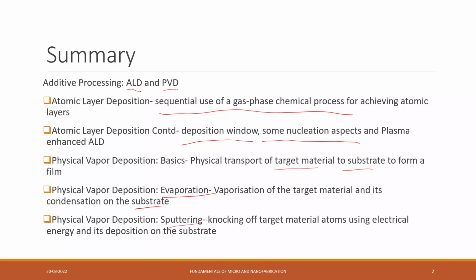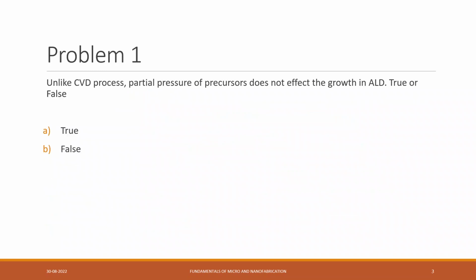So that's what we got in this week 5. We'll directly go to the questions then. This is the first question: unlike the CVD process, chemical vapor deposition, the partial pressure of precursors does not affect the growth in atomic layer deposition. It's a true or false. You all can write whatever you feel the answer would be in the chat, and we will discuss it.